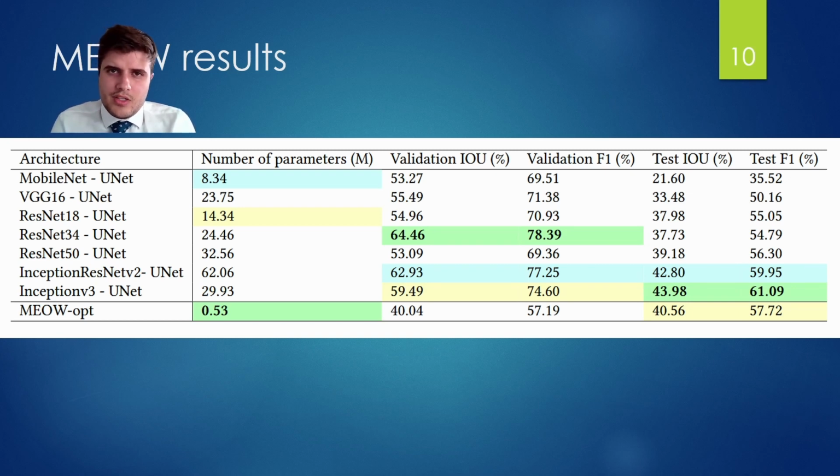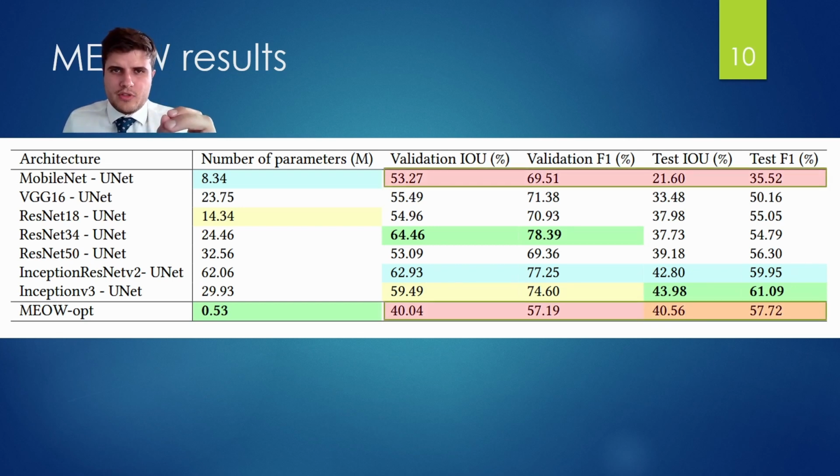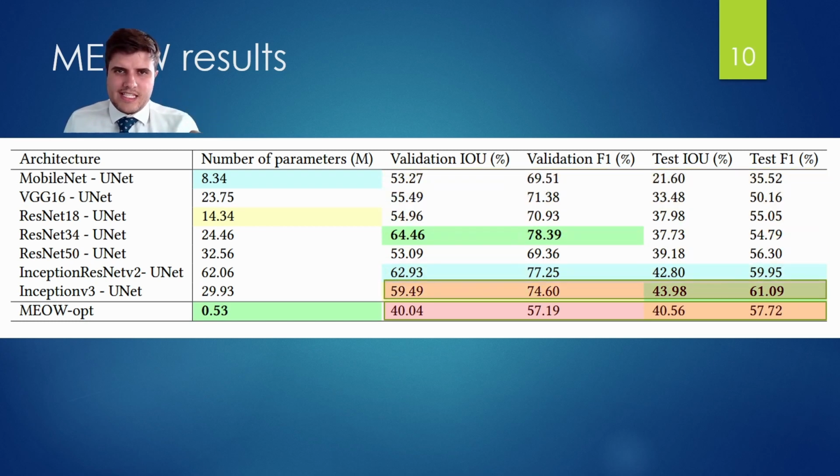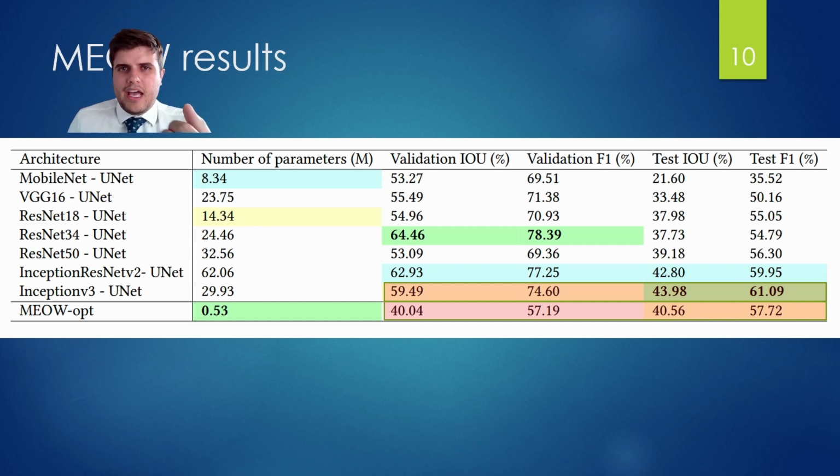When compared to similarly sized models, which are still more than 10 times larger, it does outperform them by a large margin. However, the most important thing to observe is the reliability of the MEOW model, because it is the only model that performs consistently on the validation and test set, which shows that it hasn't overfitted to the dataset, and it shows the greatest generalization capabilities.